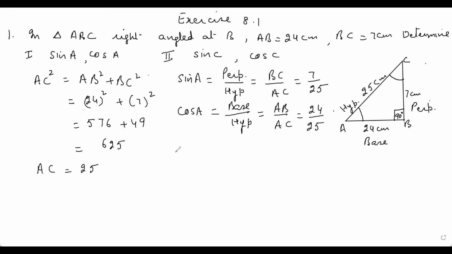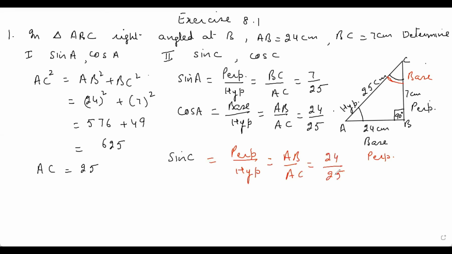Now I am to find sine C. If I am to find this angle, let me draw it with red. Now I am to see this angle. It means this is base and this is perpendicular. It means sine C is equal to perpendicular upon hypotenuse. Perpendicular here is AB, our hypotenuse is AC. It means 24 upon 25.